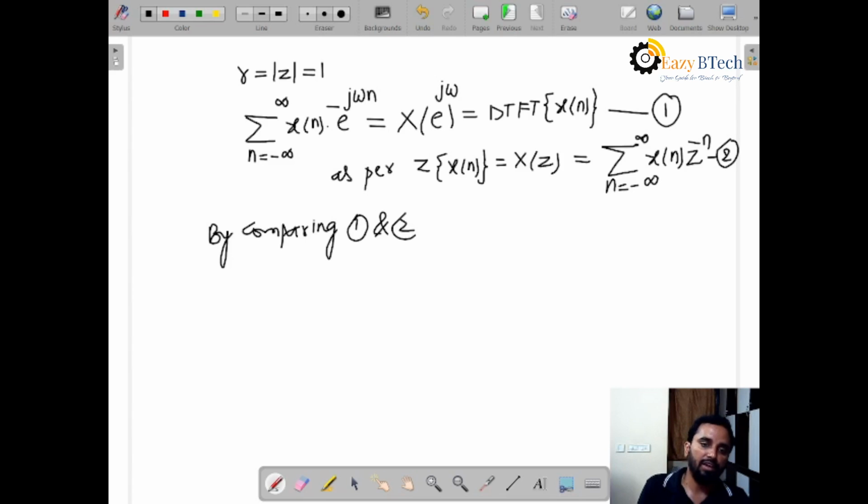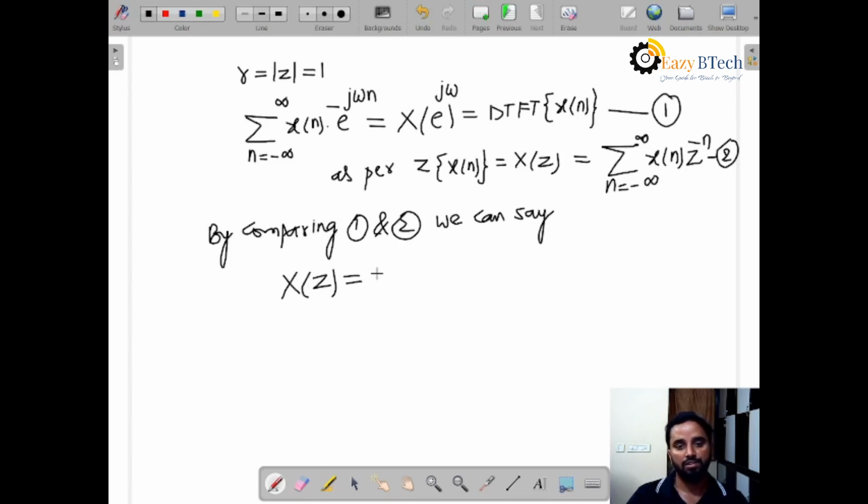we can say a relation between the Fourier transform and the Z transform. So what is the relation? The Z transform, that means X of z, is equal to the DTFT of x of n by keeping z equal to e power j omega. Right or not?